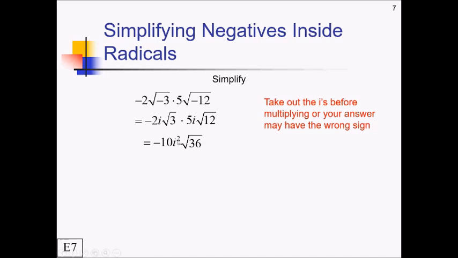Well, i squared we know is negative 1. The square root of 36 we know is 6. So we have negative 10 times negative 1, which gives us positive 10. Times 6 gives us positive 60. And we got negative 60 if we just multiplied this straight out without taking out these i's in the beginning. So yeah, that's how we got to do it. Take out the i's before we multiply.